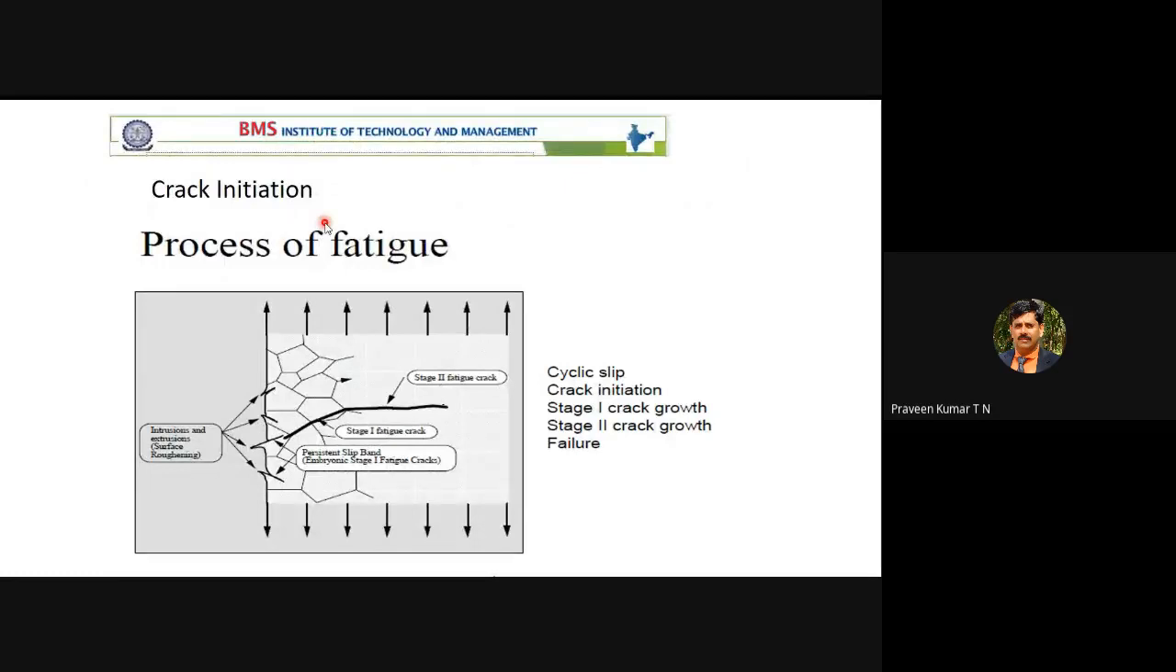The process of fatigue, how a specimen breaks: you have seen one unbroken specimen and one more broken specimen. These are the grains, and this is the stage 2 fatigue crack. Imagine somewhere here a crack is formed. When it is run further for 1 hour or 2 hours, the crack will propagate. You can see this is the propagation of the crack along the grain boundary.